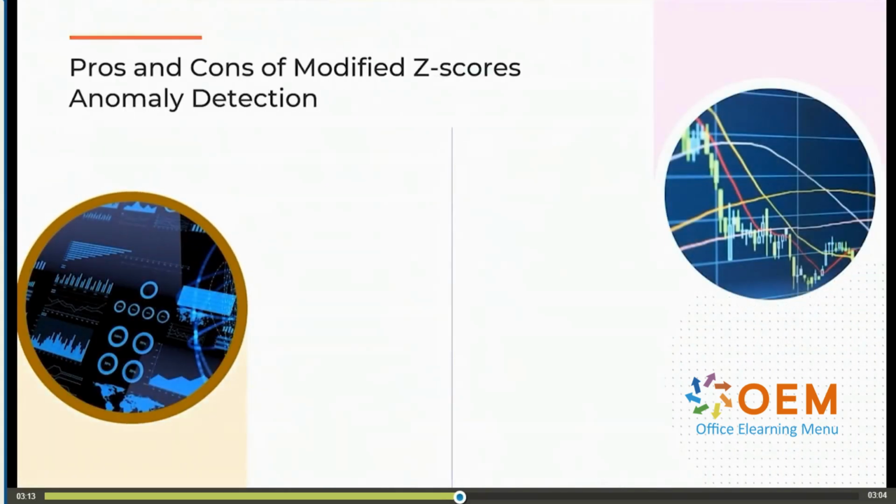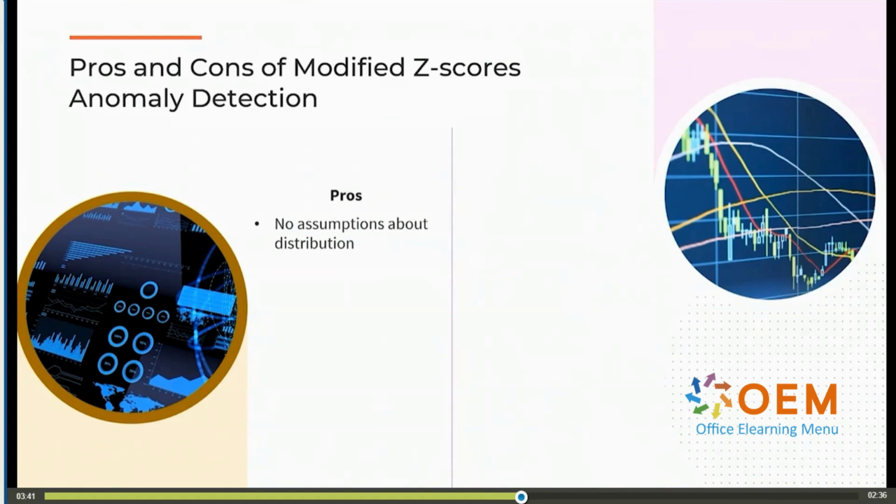Let's quickly summarize the pros and cons of anomaly detection using modified z-scores. These work without assuming any particular probability distribution for your data. So this avoids the fundamental limitation of z-score and statistical methods that require normality or other distributional assumptions. Modified z-scores are thus applicable to real-world data that may be skewed, have multiple modes, heavy tails, or any other distribution shape.